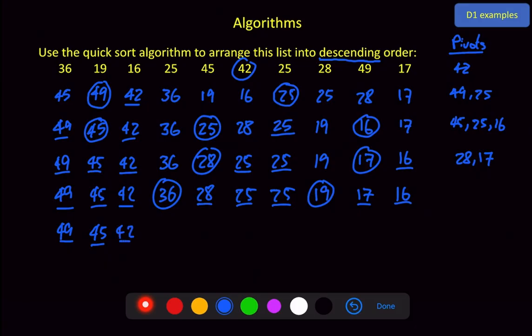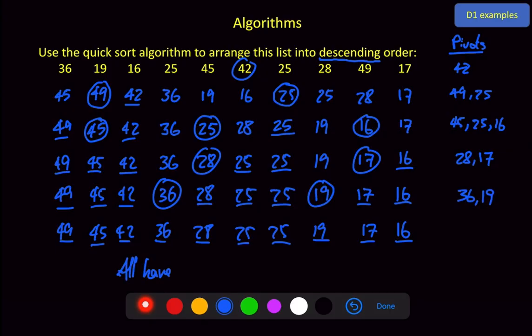42, 36, 28, 25, 25, 19, 17, 16. The pivots there were 36 and 19. All have been pivots. Therefore, the sort is complete. There we go. You can see it's the same thing every time. So we're going to move on to an exam question and then we'll finish.